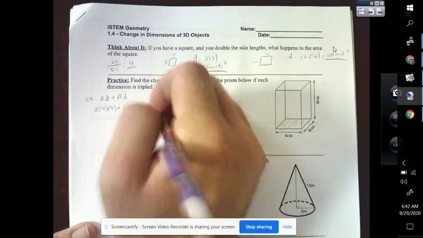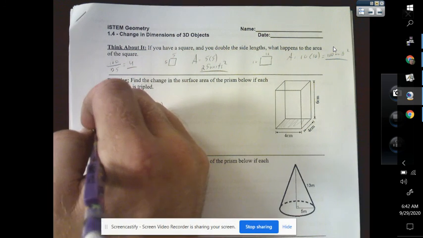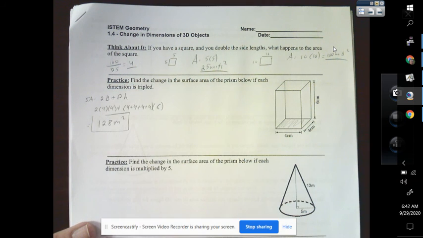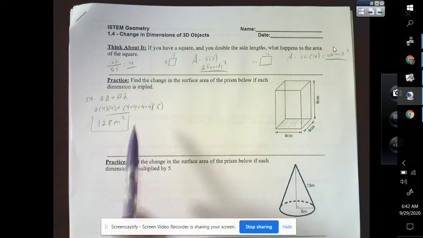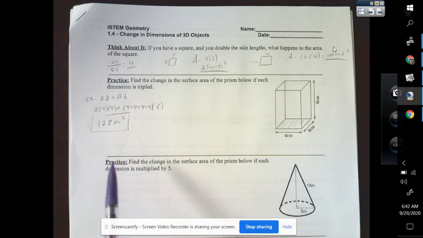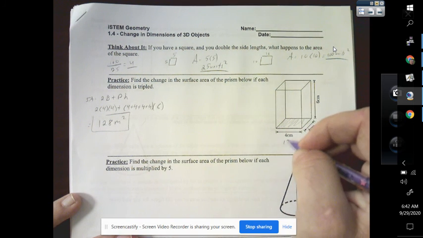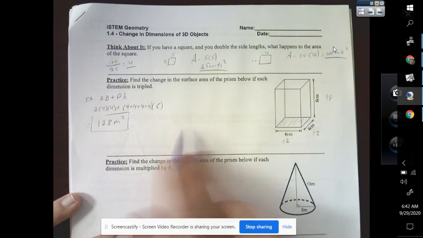is 6. And if I throw all of that in a calculator, I'm going to get 128 meters squared. Just literally 2 times 16 plus 16 times 6 will give you this. Well, now if I change all these by tripling them, this becomes 12, this becomes 12, this becomes 18. So now I'm going to run the same idea.